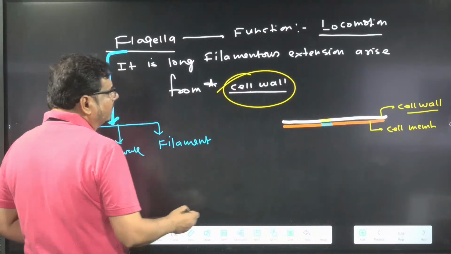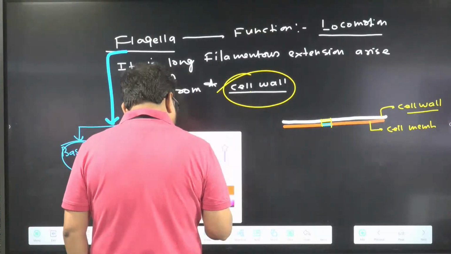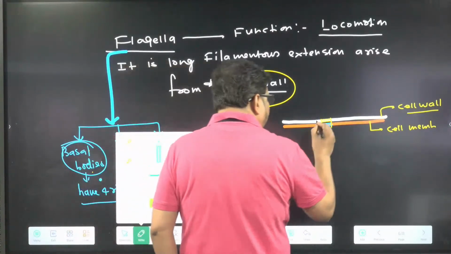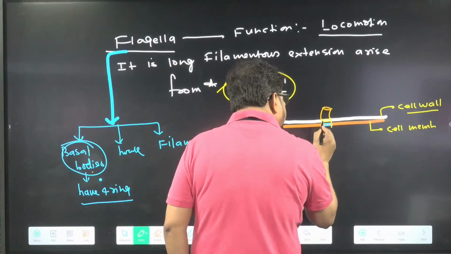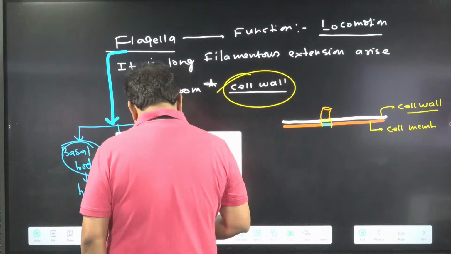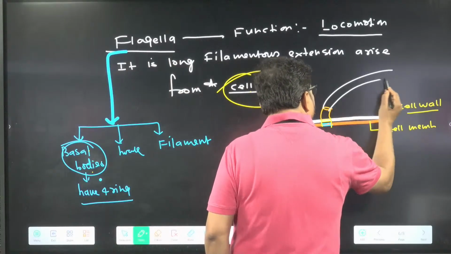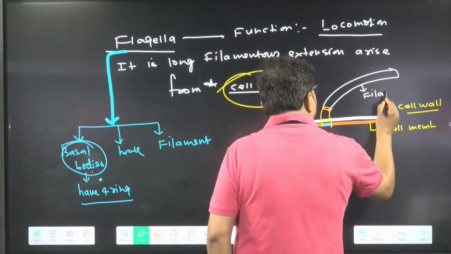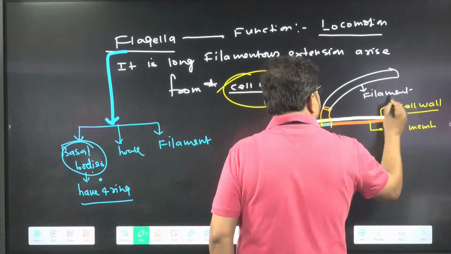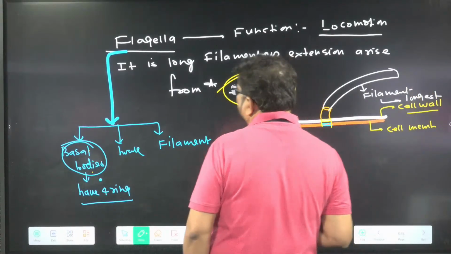So look now here, these are the basal body, and later with the basal body, who will join? The hook will join. So suppose that this is the hook. On one side the hook is joining the basal body, on the other side the hook will join with which one? Filament. So who is the longest part of the flagella? Filament. In the flagella, which is the longest part? Understanding the idea or not?